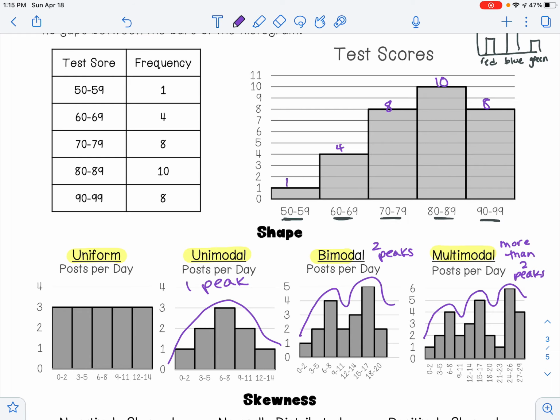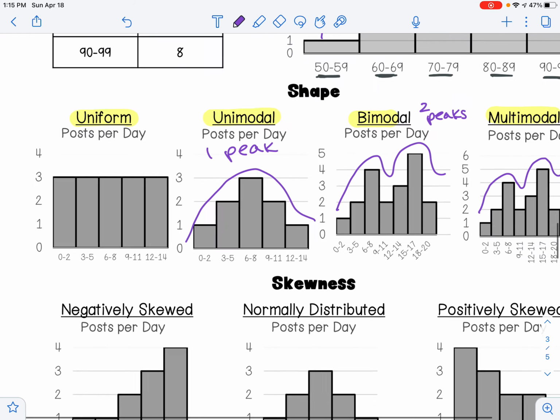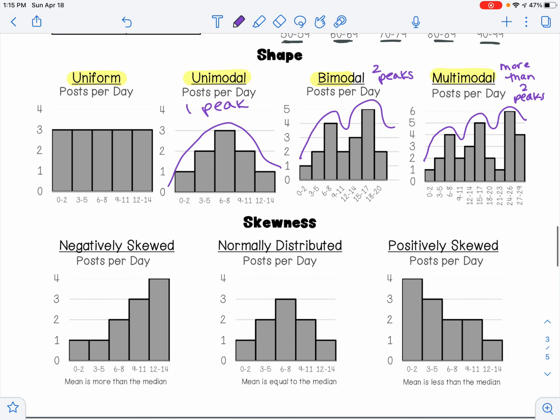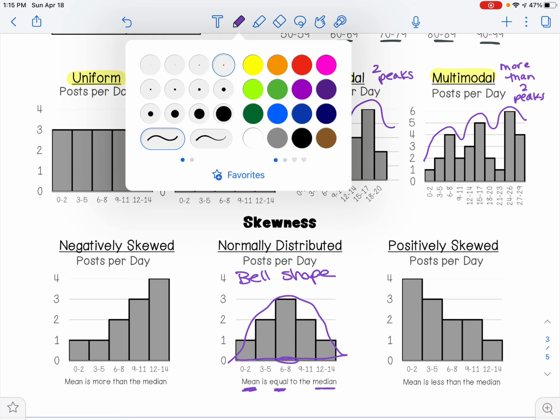Along with the shape of a histogram, it can also be skewed. So the most common is a normally distributed data set. And that is when we have a bell-shaped curve. This will happen when your mean is equal to the median. We can also have a negatively skewed histogram and a positively skewed histogram.